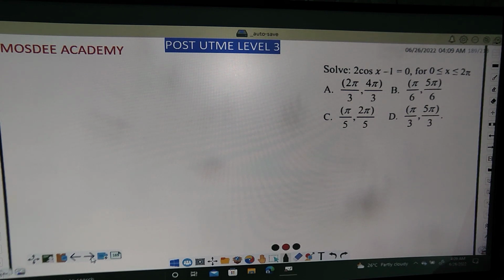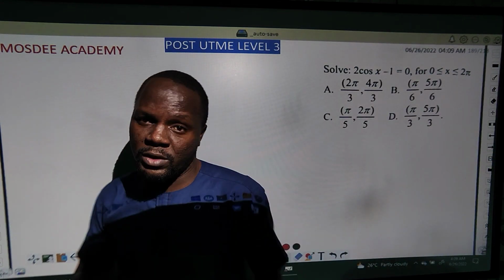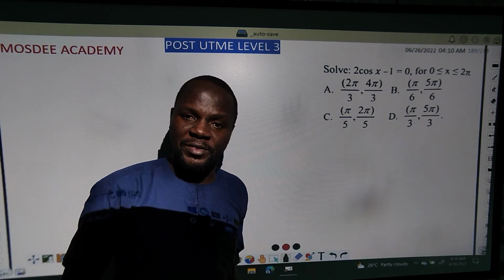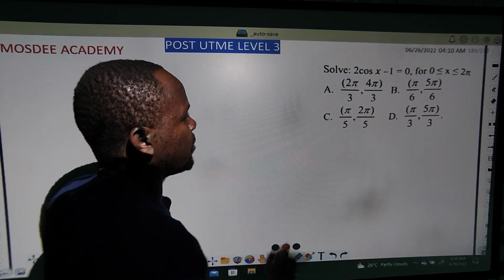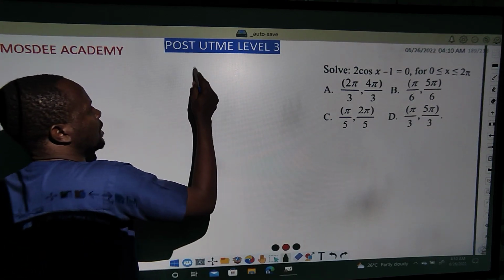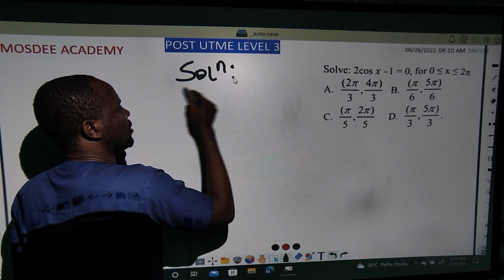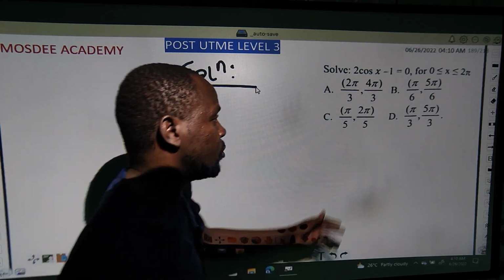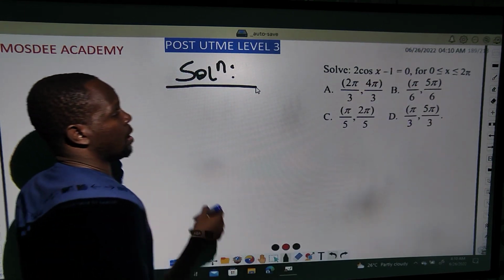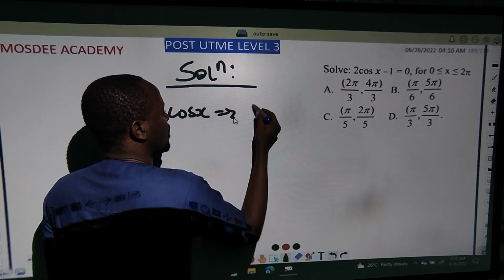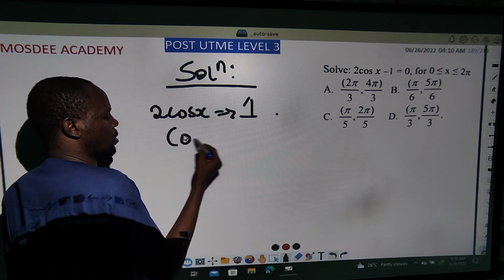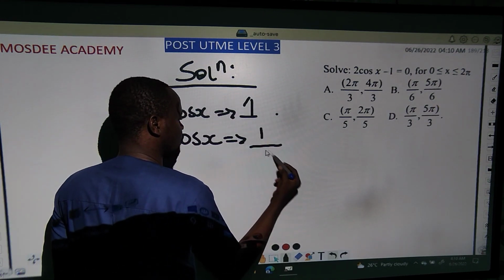The next says solve question 14. Thank you very much. Now solve 2 cos x minus 1 is equal to 0. To solve this one, I told you most questions are on trigonometric equations and identities and the application of the identities. This is a straightforward equation which 90 to 95% of students can solve. I'm very, very sure about that. What we do is just move that to the RHS. We say 2 cos x is equal to 0 plus 1, which is 1. Divide both sides by 2. Cos x is equal to 1 over 2.